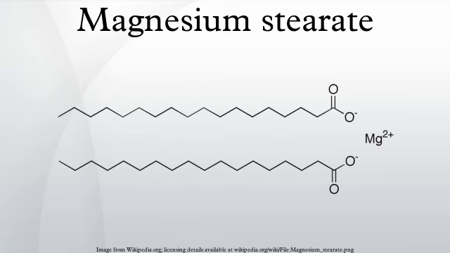Magnesium stearate, also called octadecanoic acid, magnesium salt, is a white powder which becomes solid at room temperature. It has the chemical formula Mg(C18H35O2)2. It is a salt containing 2 equivalents of stearate and 1 magnesium cation.